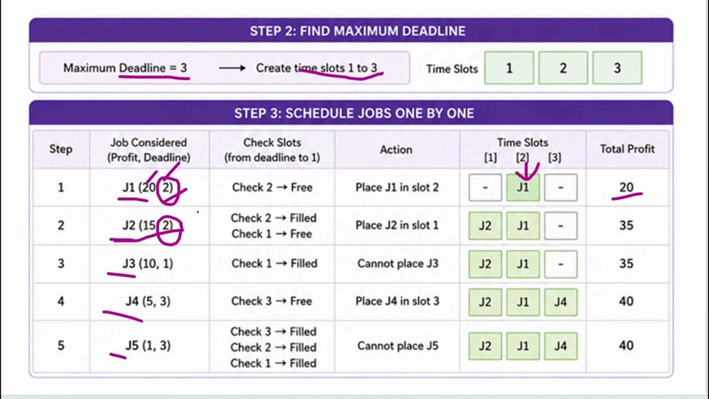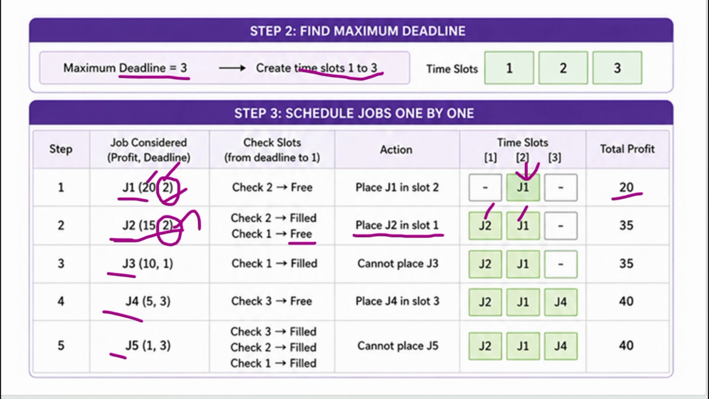Clear? So if time slot 2 is already scheduled for another job, we check the previous time slot. So what is the previous time slot? 1, right? So just check it out. Slot 1 is free. Yes. Now time slot 1 is free, so we place job 2 in slot 1.